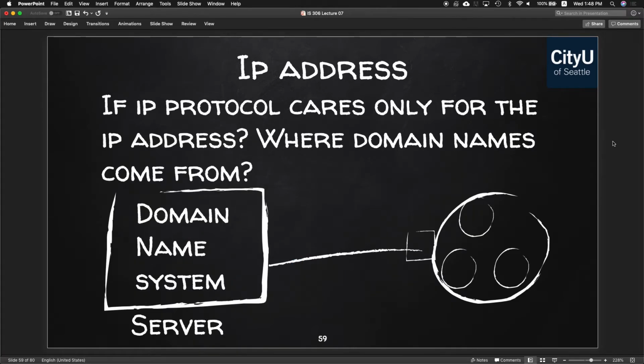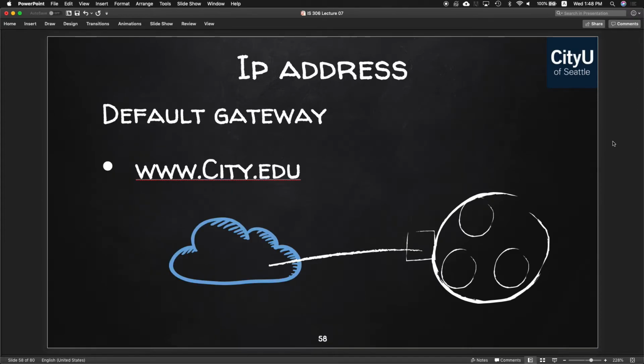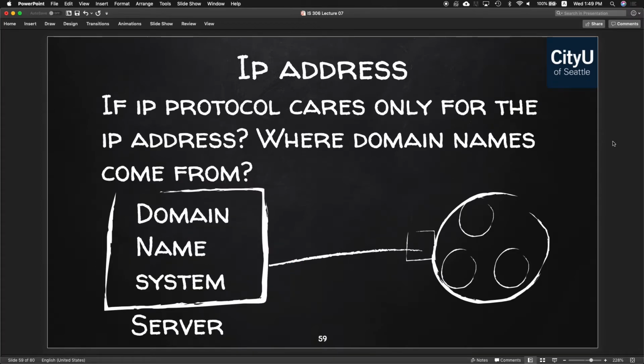It might be that simple, but still on the IP address: if the IP protocol cares only about the IP address, where do domain names come from? So going back, let's first backtrack a bit to when we said computers. What do computers understand? Machine language, right? It's basically ones and zeros. So how would they understand this? That's the question. It's basically text. So with that, we now enter the domain name system server, or DNS server.